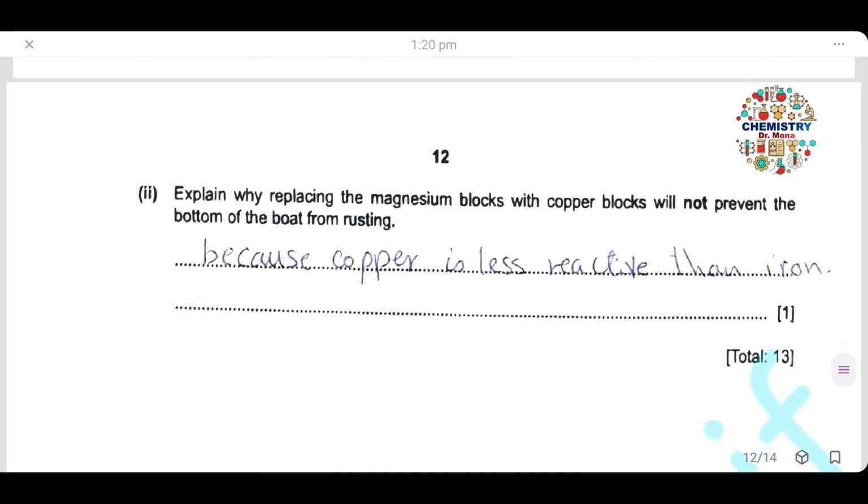2. Explain why replacing magnesium blocks with copper blocks will not prevent the bottom of the boat from rusting, because copper is less reactive than iron, so iron will be oxidized in this case.